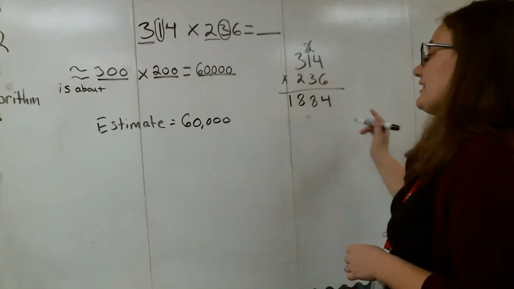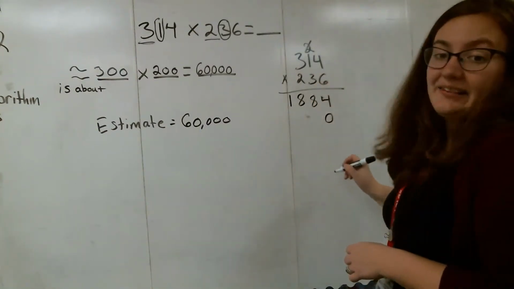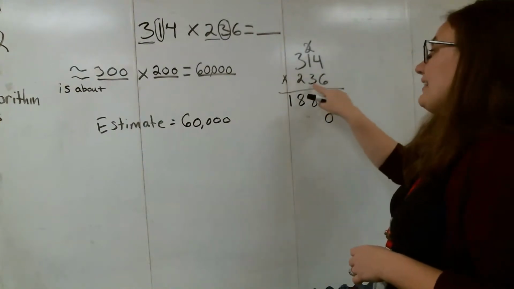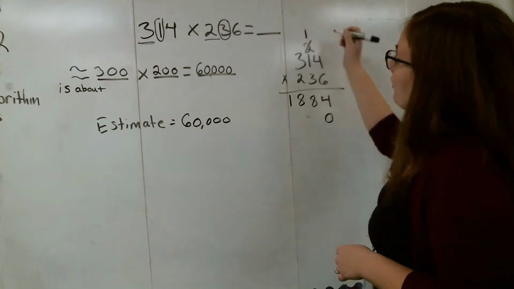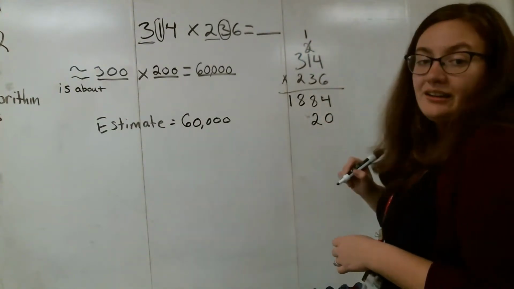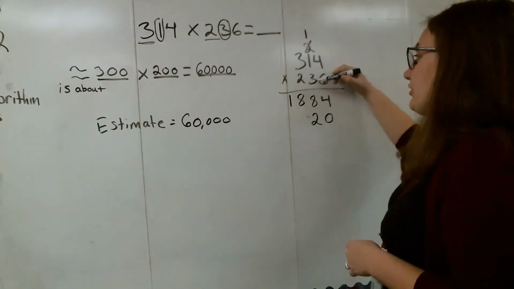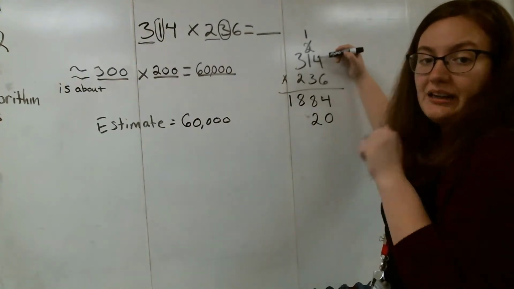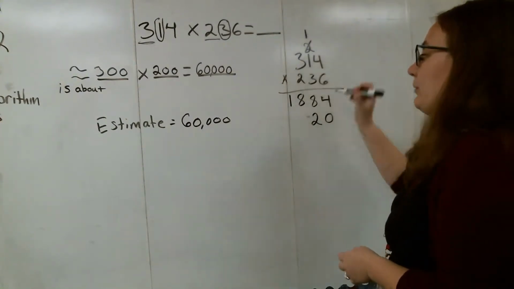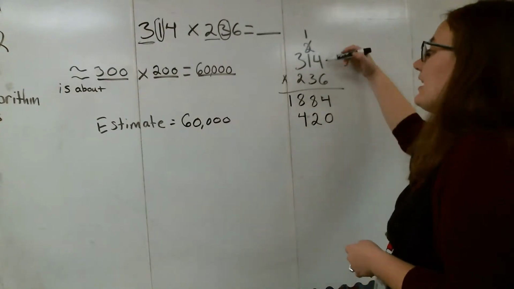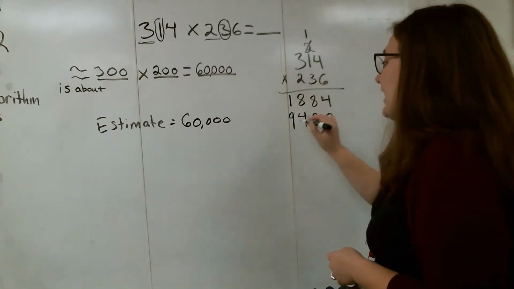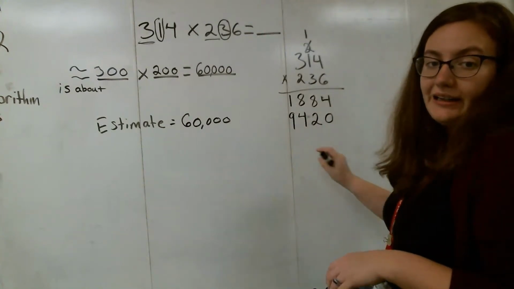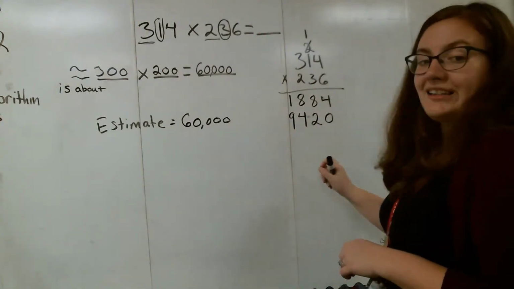Then we're going to move on to my tens place, so I have to make sure I add that placeholder, that's 0. And then I'm going to continue from here. 3 times 4 is 12. Regroup that 1, carry it up there, leave the 2. Then I do 3 times 1, which is 3, and then 3 plus 1, which is 4. Finally, I do 3 times 3, which is 9, and that leaves me with the second partial product of 9,420.